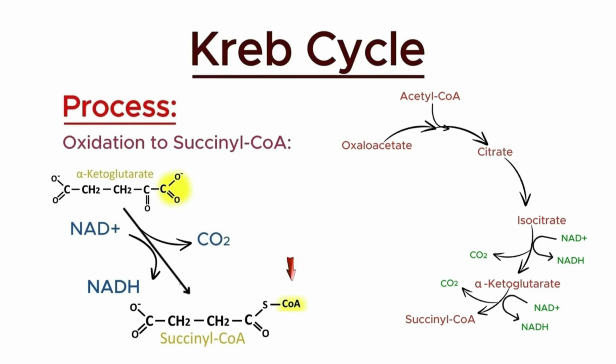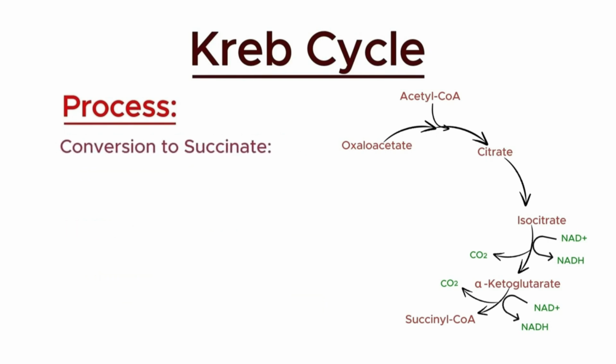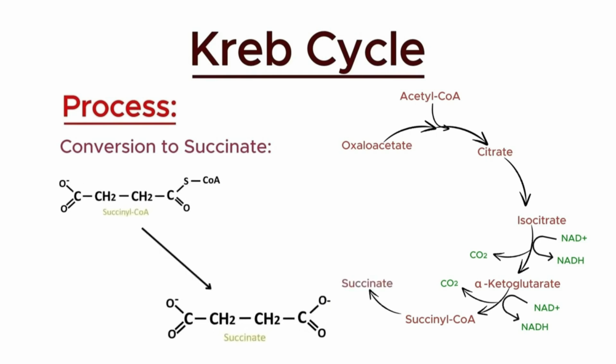This step is significant because it generates another NADH molecule and prepares the substrate for subsequent reactions in the cycle. In the fifth step of the Krebs cycle, succinyl-CoA is converted into succinate. This reaction is catalyzed by the enzyme succinyl-CoA synthetase.